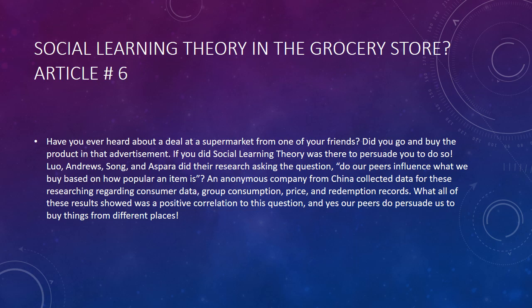Luo, Andros, Song, and Aspara did their research asking the question, do our peers influence what we buy based on how popular an item is? An anonymous company from China collected data for these researchers regarding consumer data, group consumption, price, and redemption records. What all of these results showed was a positive correlation to this question, and yes, our peers do persuade us to buy things from different places.